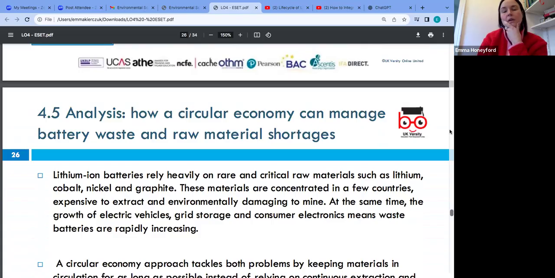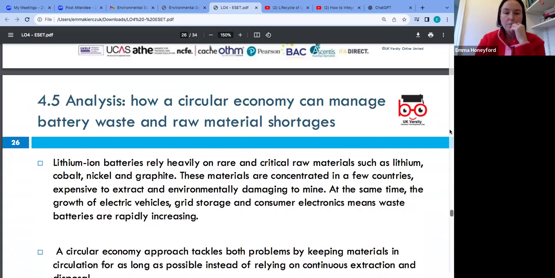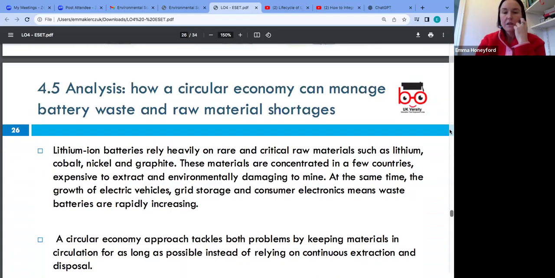So how a circular economy, this is 4.5, how can we use circular economy principles to manage battery waste and raw materials shortages? So by using a circular economy approach, we can really tackle problems to keep materials in circulation, so they go round and round. They don't end up at landfill.